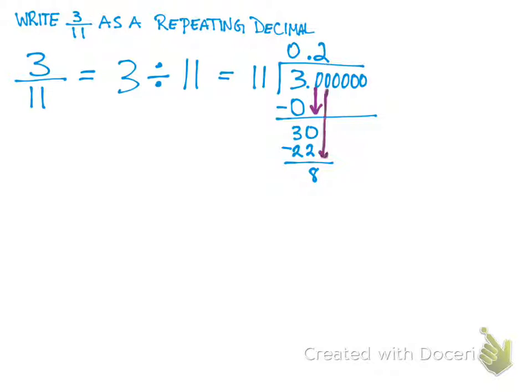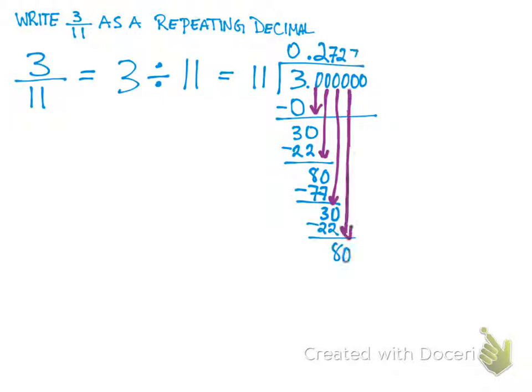Bring down the 0. 11 goes into 80 7 times. 7 times 11 is 77. Subtract that from 80, we're left with 3. Bring down the 0, that's 30. We've done this already. 11 goes into 30 twice. 22, etc. So this repeats itself.